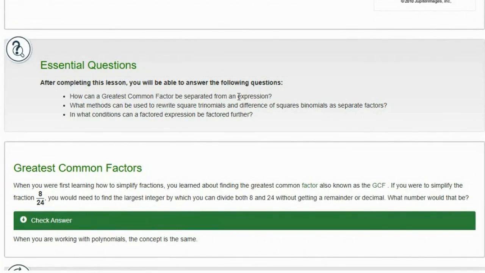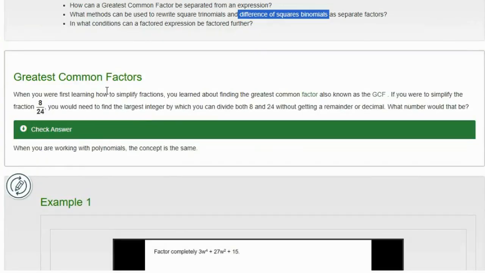So after this lesson, we're going to be able to answer these questions. How can a greatest common factor be separated from an expression? What methods can be used to rewrite square trinomials and difference of square binomials as separate factors? And in what conditions can a factored expression be factored further? So first we're going to start off looking at just greatest common factors.